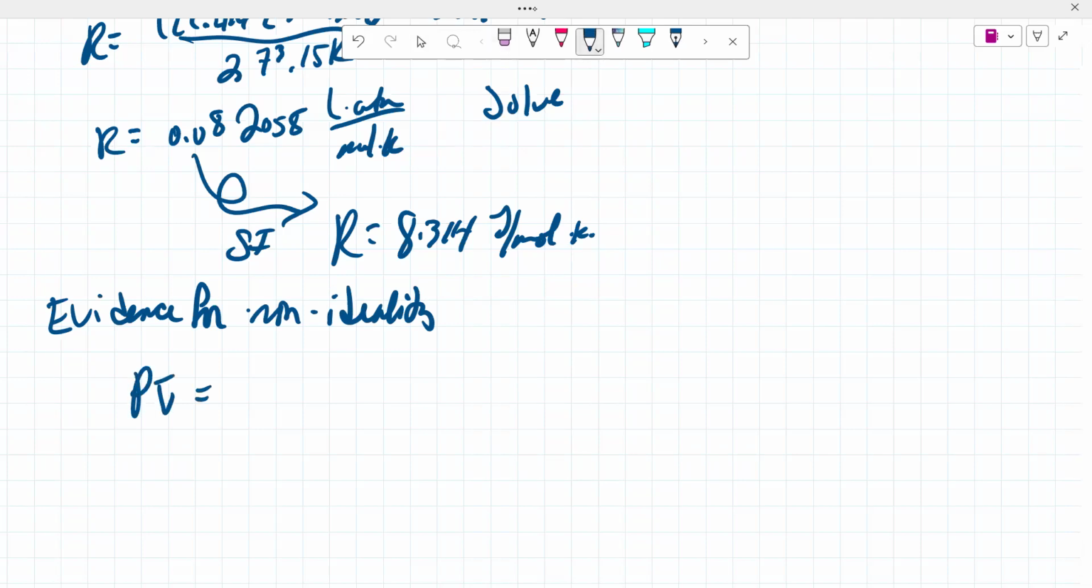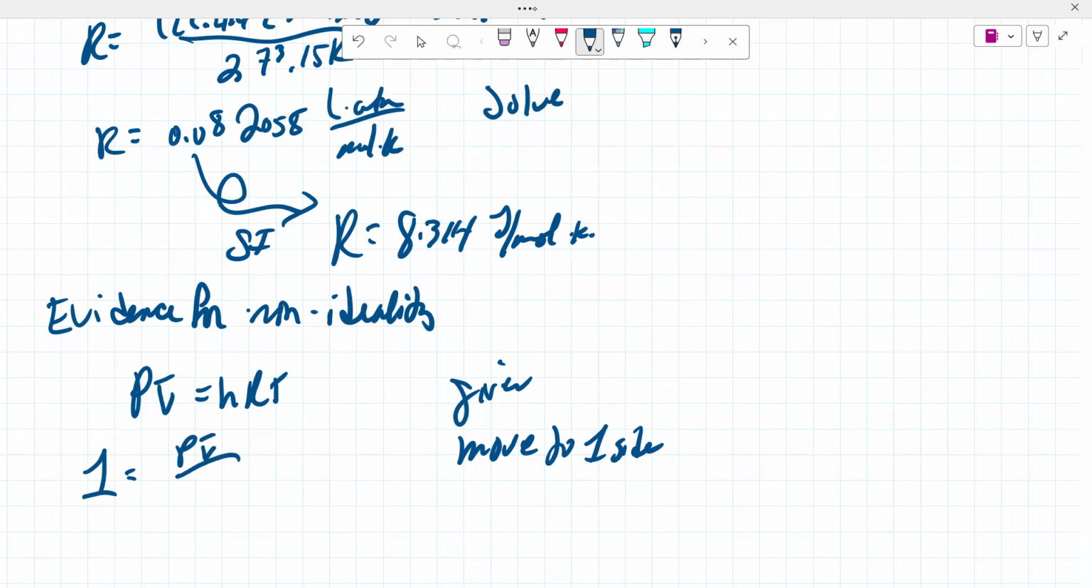PV bar equals RT, given the gas equation. So this is just moving the items around in the equation. So, what did I do? One equals PV bar over RT for a real gas.